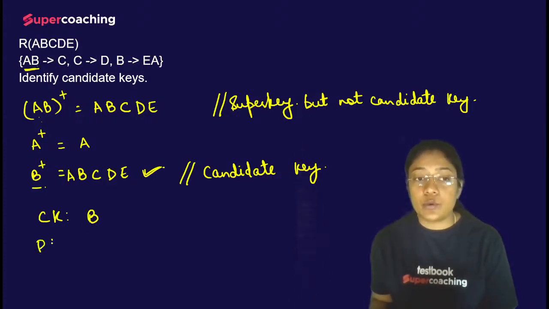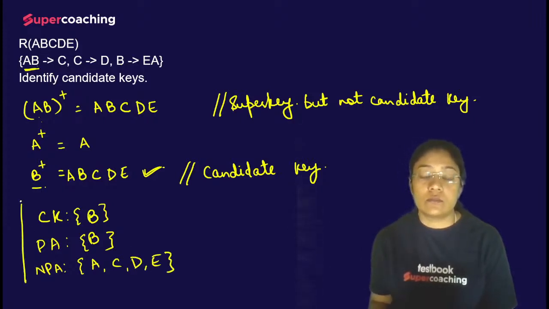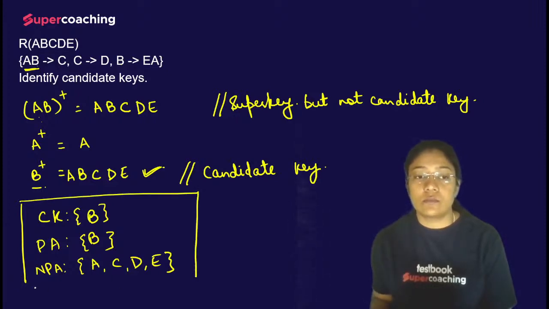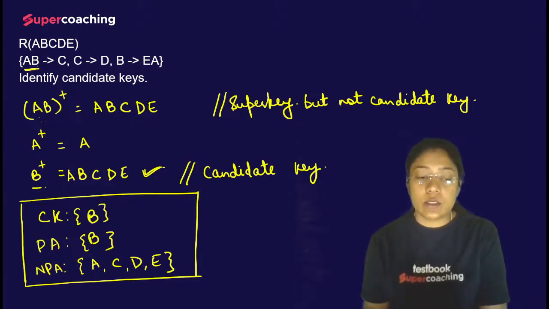So prime attributes are the key attributes. So B is the prime attribute. The remaining attributes will be the non-prime attributes, that is A, C, D and E. Make sense? Are you all comfortable with this concept?